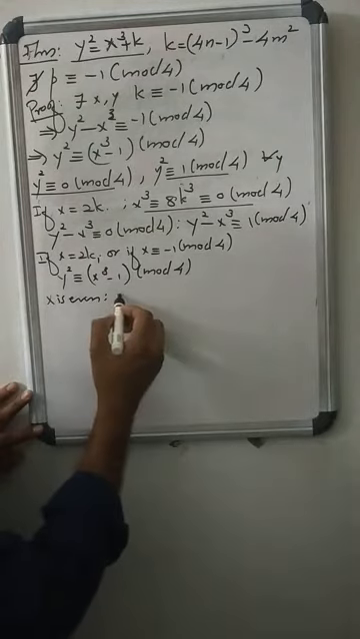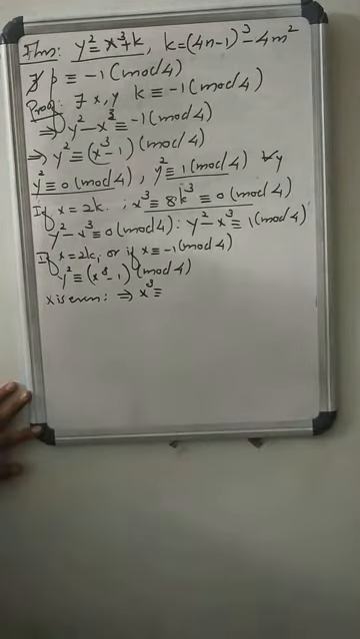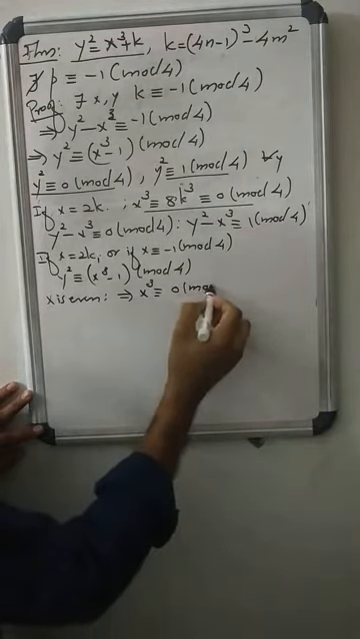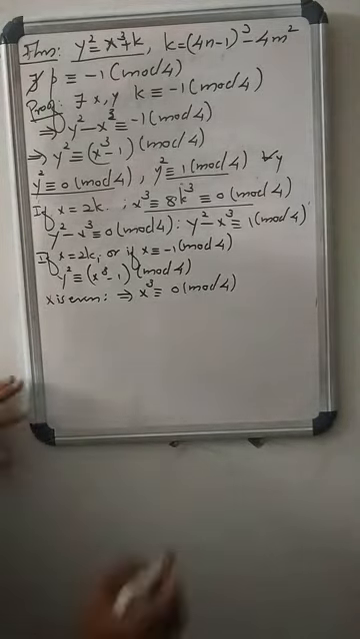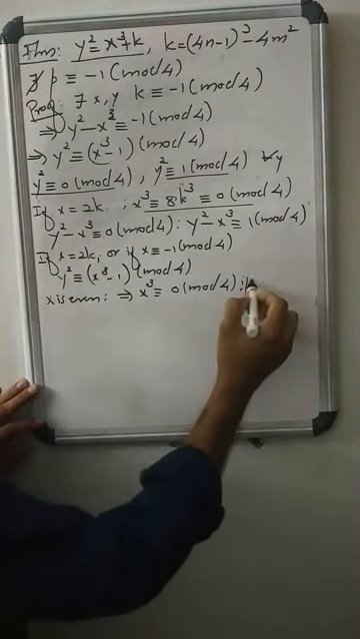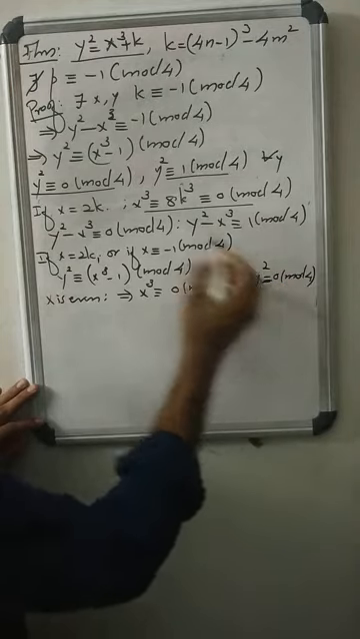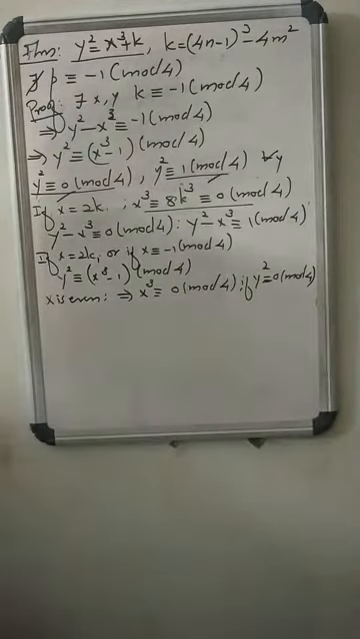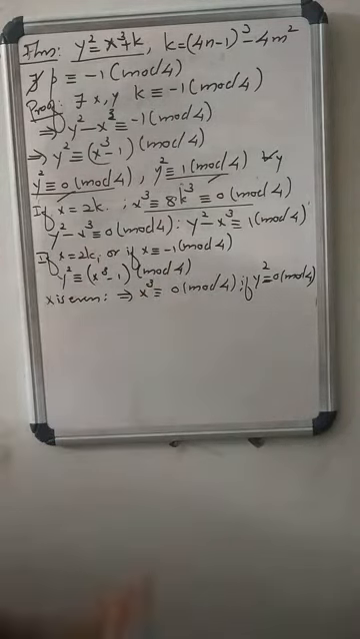Now, when x is even, that means x equals 2k. So what about x cube? x cube is congruent to 0 mod 4. Sure. If x is even, then x cube is congruent to 0 mod 4. There are two conditions: y square is either congruent to 0 mod 4 or 1 mod 4. First we assume x is even and y square is congruent to 0 mod 4. X is even means x cube is also congruent to 0 mod 4. Okay.